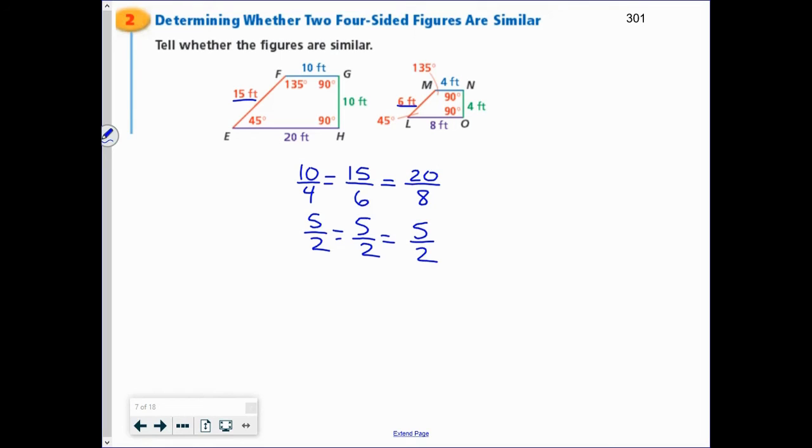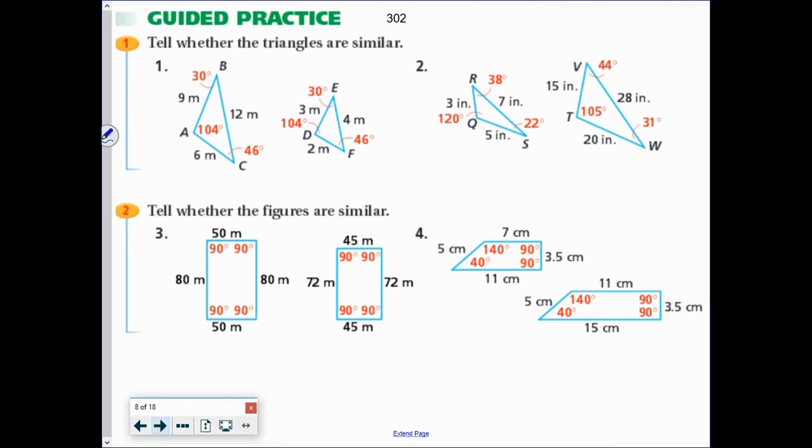So I can say trapezoid EFGH is similar to trapezoid LMNO. So the two trapezoids are similar. That takes you up to the guided practice here. And so what I would like for you to do is to go ahead and do 1, 2, 3, and 4 here on page 302.